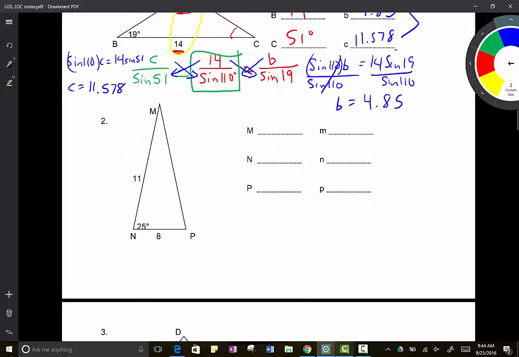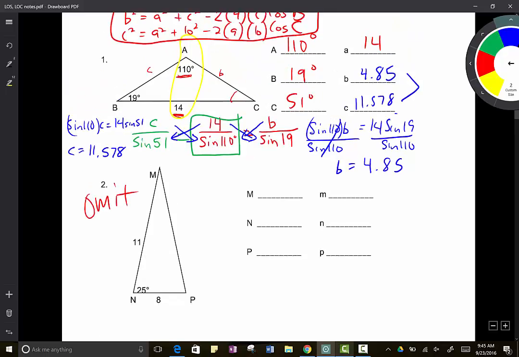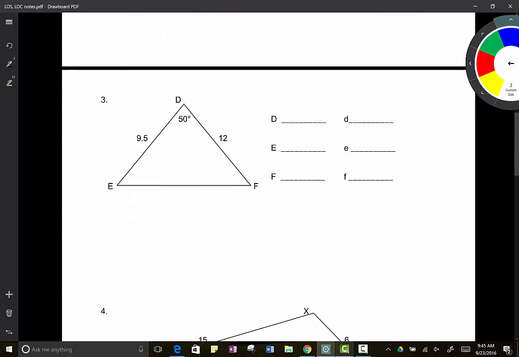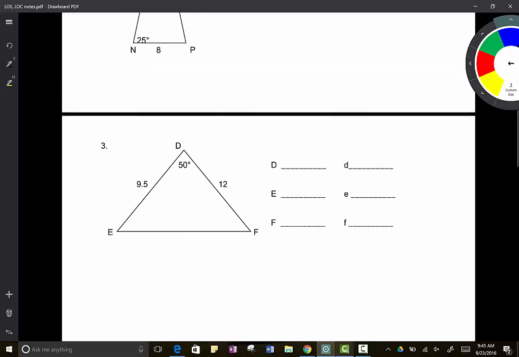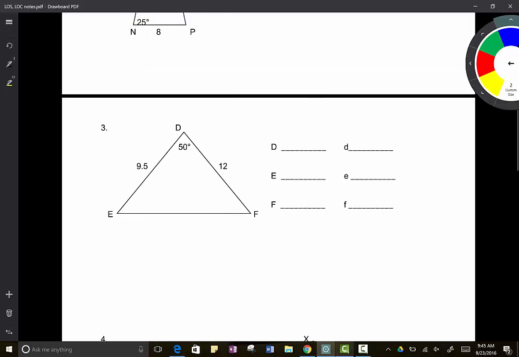I'm going to scroll down here. We're actually going to omit number 2. We looked at that in class. I want to show you a different example, a little harder example. Okay? Let's look at 3. Okay? I have 1 angle, capital D. I have 2 sides. I have F, which is 9.5, and I have E, which is 12.